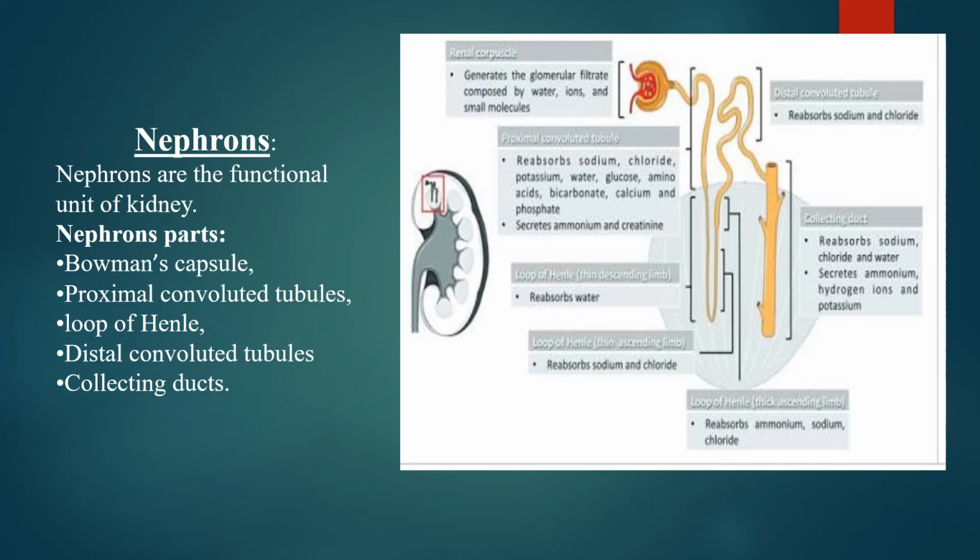Then the PCT, the proximal convoluted tubule, where reabsorption of sodium, chloride, water, glucose, amino acids and calcium occurs. Then the loop of Henle, where absorption of water and sodium occurs. Then in the distal convoluted tubule there is reabsorption of sodium and chloride. And last is the collecting duct, where there is reabsorption of sodium, chloride and water, and secretion of ammonium, hydrogen ions and potassium as waste material.